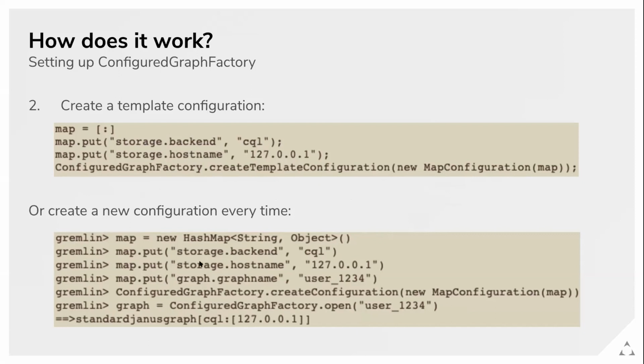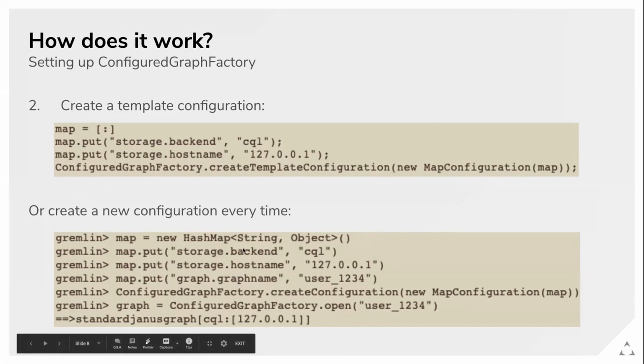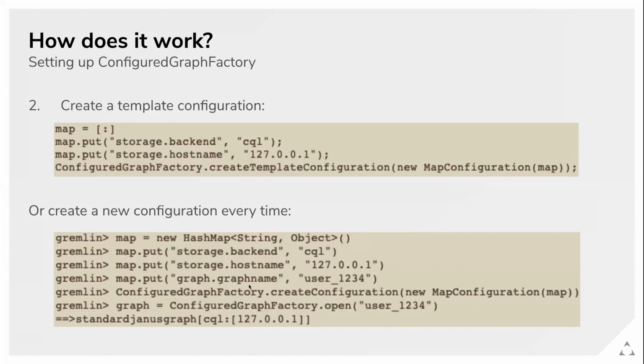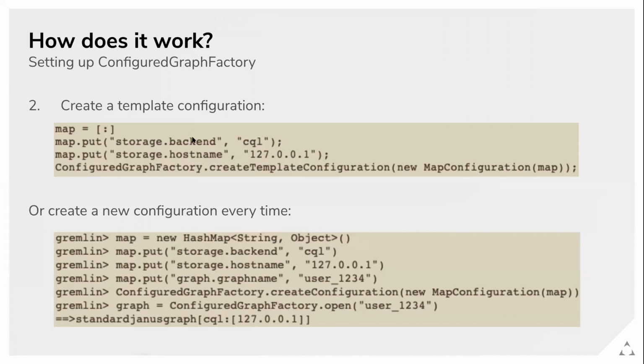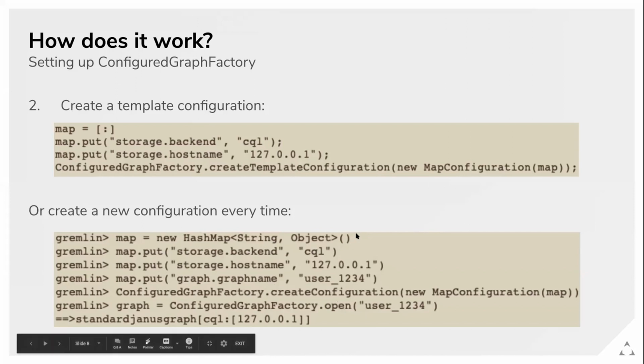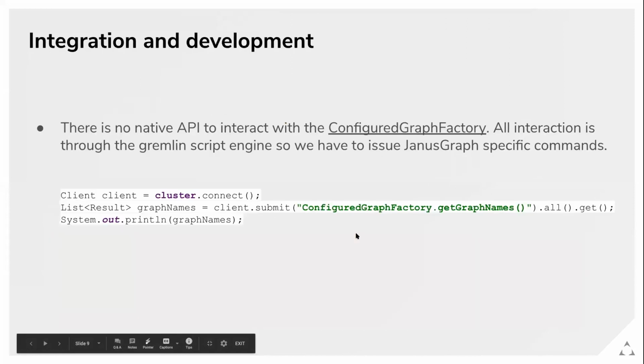And this is how you create a custom configuration, a configuration that is not the template. The only difference here is that you need to specify the graph name, so when you create the configuration, you can open that graph by the name. But other than that, it's just the same. So this is basically how the feature works on the JanusGraph level, and how you configure JanusGraph to allow you to use it in Gremlin scripts.